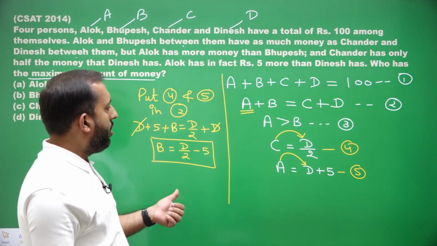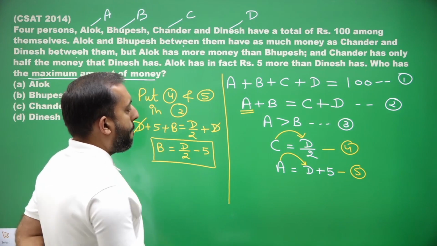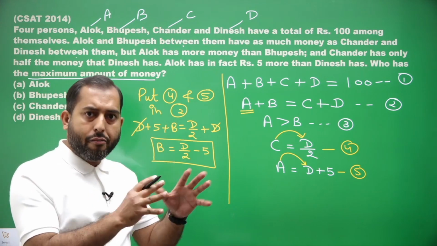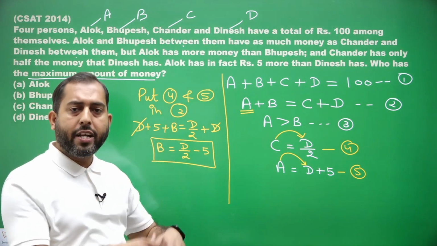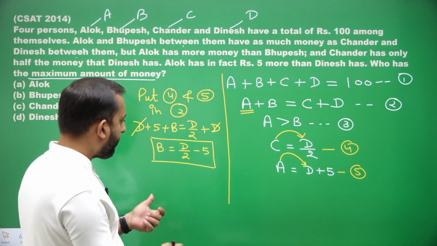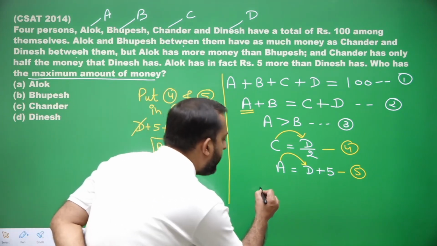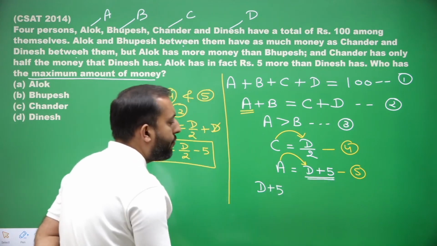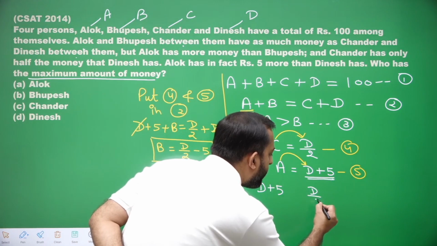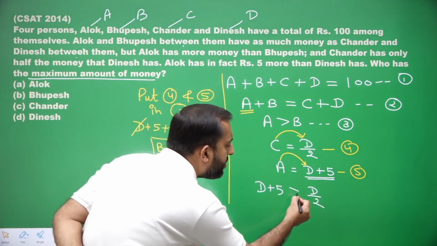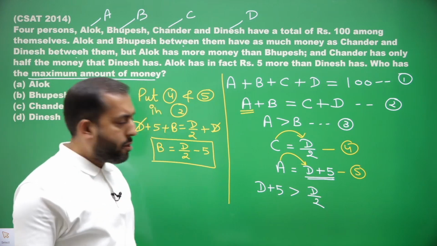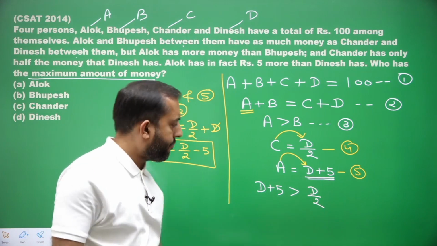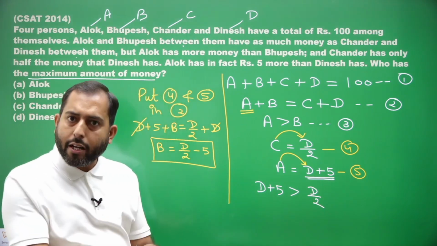Now I can see, we are getting all the values of money in terms of D only. So we have D plus 5, money of A. We have D by 2 with us. So obviously D plus 5 is greater than D by 2, because this is complete D plus something and this is half of D.